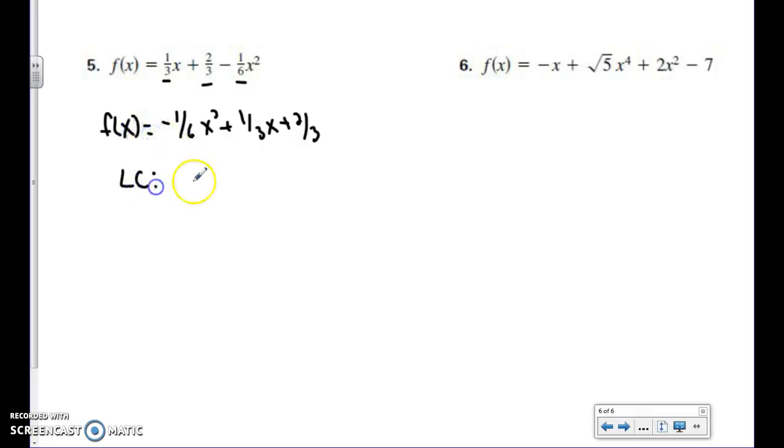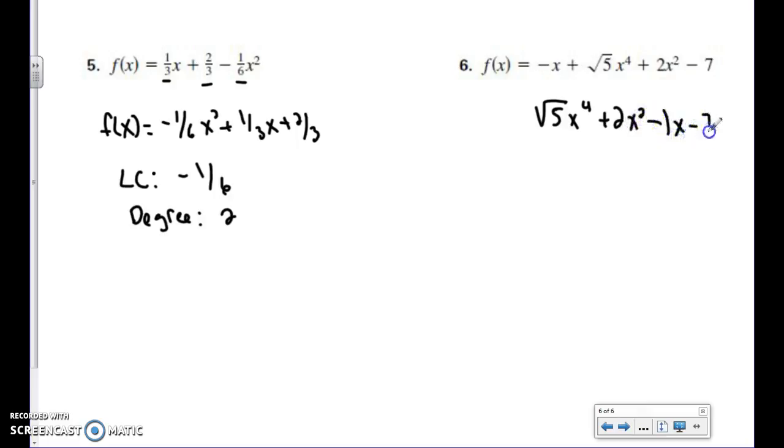My leading coefficient would be negative 1 over 6, and my degree would be 2. Then looking at this last one, are all my coefficients real numbers or numbers that I know? Yes, we're fine. So now we're going to rewrite this as square root of 5 x to the 4th plus 2x squared minus 1x minus 7. That's your polynomial written in standard form. My leading coefficient would be square root of 5, because that's in front of the degree of 4. Hopefully this helps you guys. Now you guys got to get into some addition and subtraction.